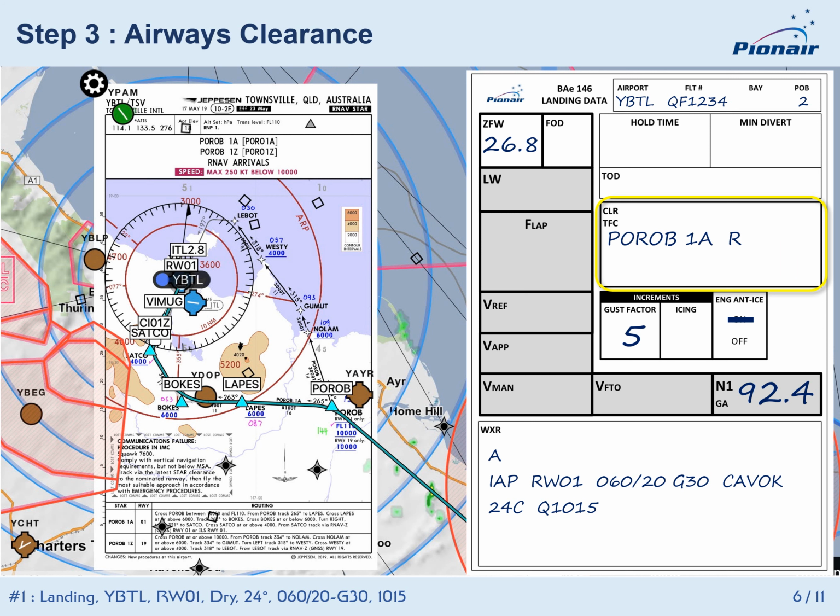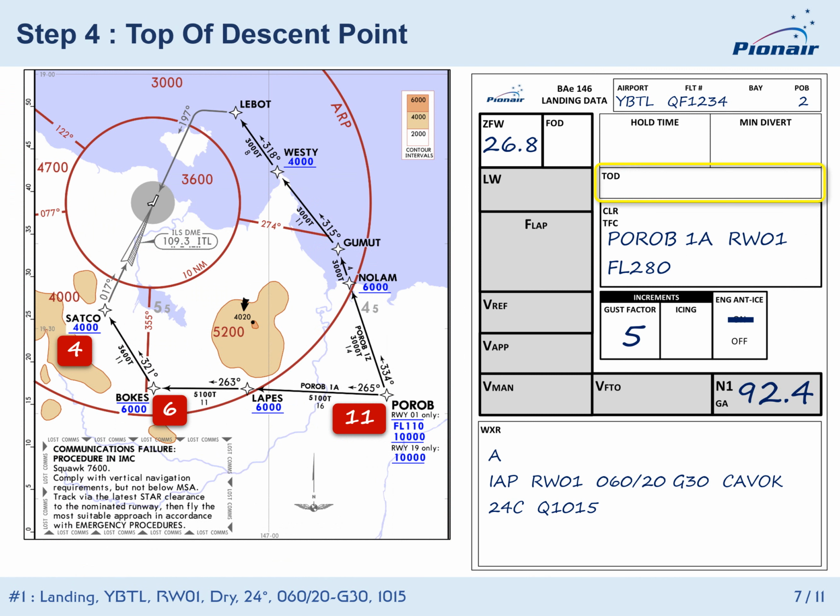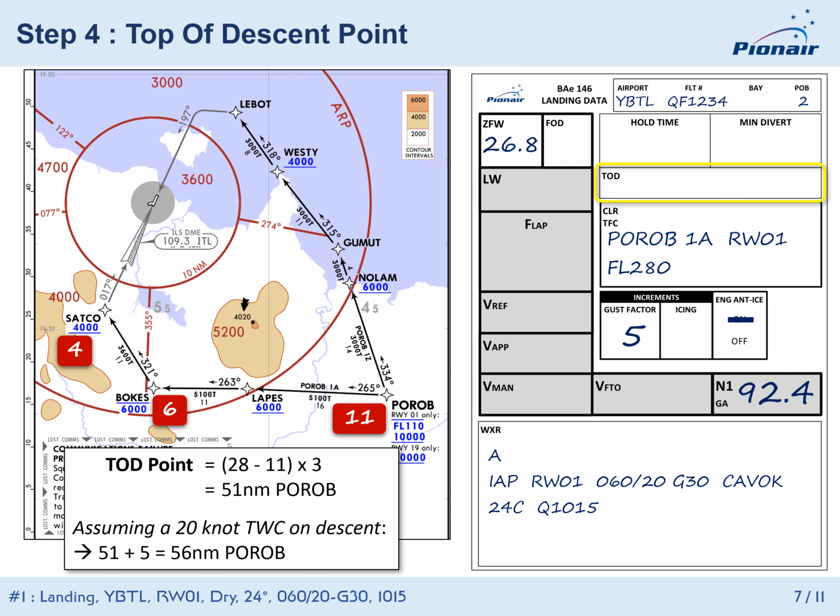It's now time to get the Airways clearance onto the card. We're heading for runway 01 ILS in Townsville via the POROB 1 Alpha arrival. So a suggested method for top of descent calculation is 3 times the height loss required to your most critical star constraint or the destination, and adjust that distance 5 miles for every 20 knots of consistent head or tailwind component you estimate down the descent. And so in this case, we're aiming for 11,000 at POROB and a 20 knot tailwind between top of descent and POROB.